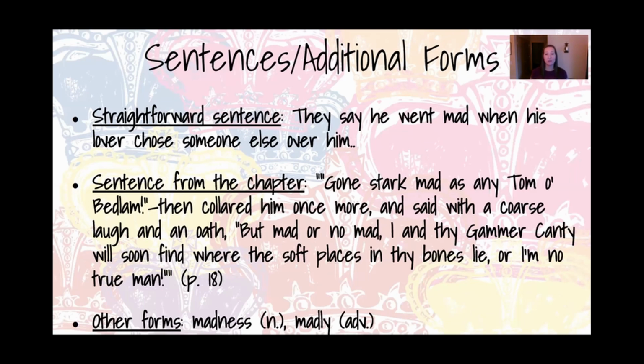So then the sentence from the actual chapter: "Gone stark mad as any Tom of Bedlam, then collared him once more and said with a coarse laugh and an oath, but mad or no mad, I and thy gammer Canty will soon find where the soft places in thy bones lie, or I'm no true man." So that is John Canty who is saying that line. And it's when he discovers Edward, who he thinks is actually Tom, wandering on the streets near Offal Court. And when he claims that he's actually the prince, this is kind of John Canty's reaction.